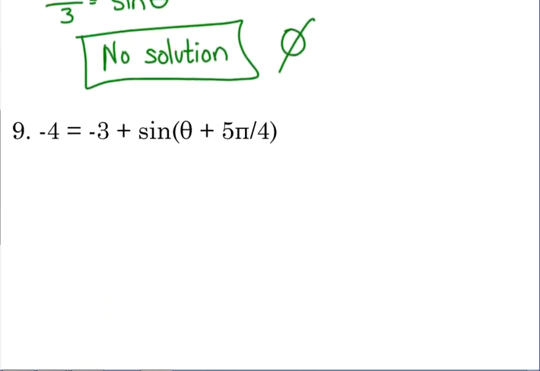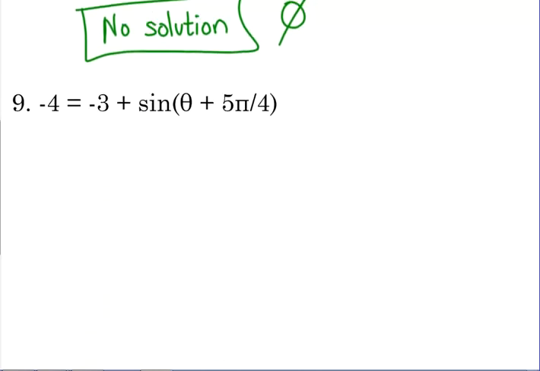Okay? Let's look at one like number 9. We've got -4 is equal to -3 plus the sine of theta plus 5 pi over 4. So we need to get the trig function by itself to begin with. So let's add the 3 to the other side. -4 plus 3 is -1.